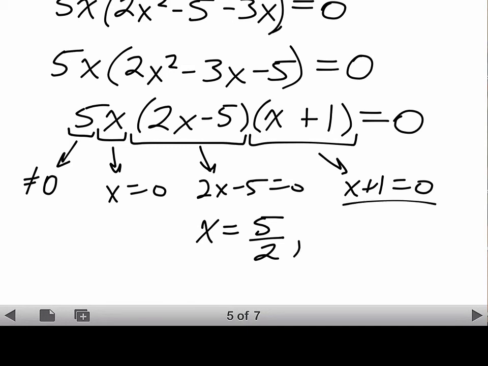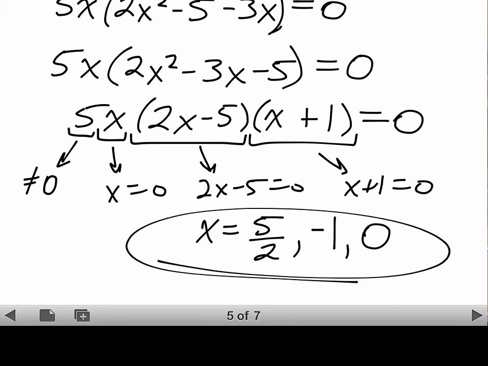For the third one, x plus 1 equals 0. That'll give us x equals negative 1. We already had x equals 0. So I'm going to write down x equals 5 halves, negative 1, 0, separated by commas. And we see that this particular equation had 3 solutions.